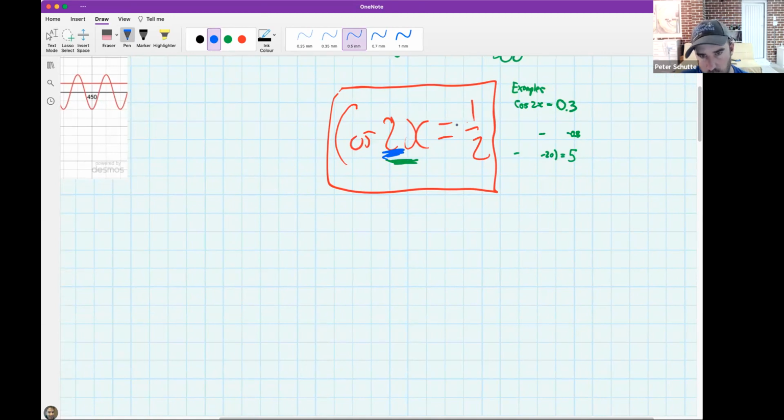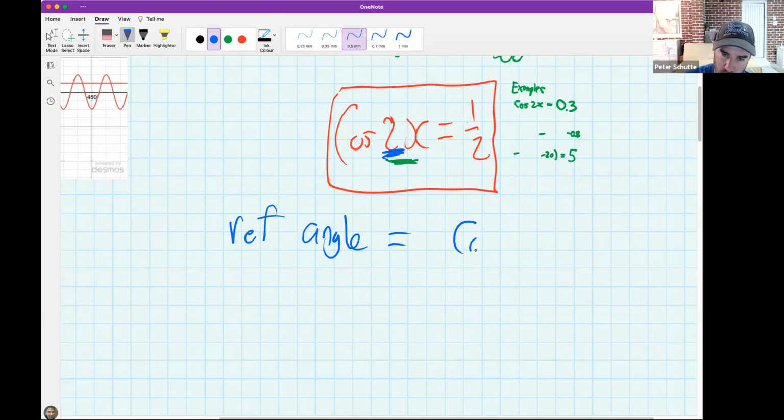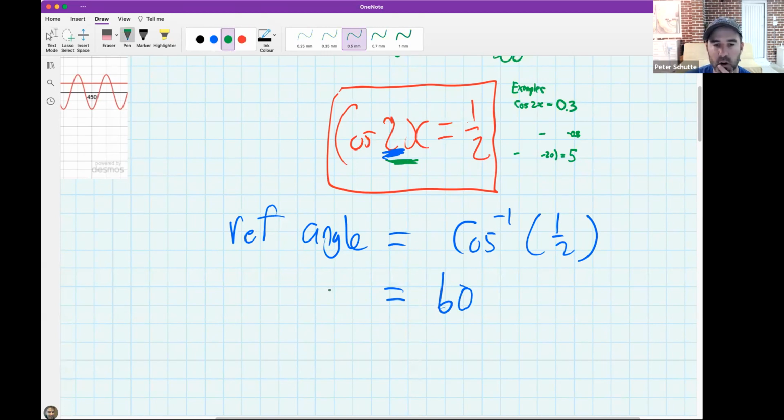If we look at cos 2x equals a half, let's solve this question using the method from last time. So what is the reference angle going to be? At the very beginning, we're still going to type cos minus 1 of a half, so my reference angle is going to stay the same. Shift cos 0.5 and we get 60 degrees. The difference is that we're going to put a 2x here, but we'll bring that later. Let's do this first. First of all, let's keep it at 60.